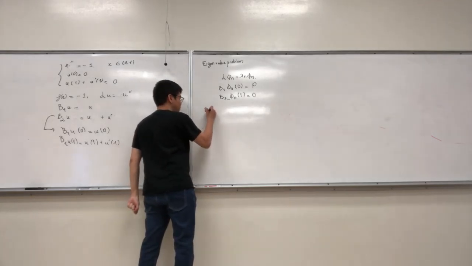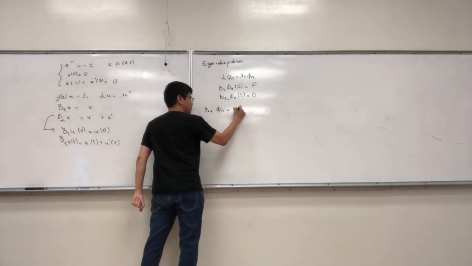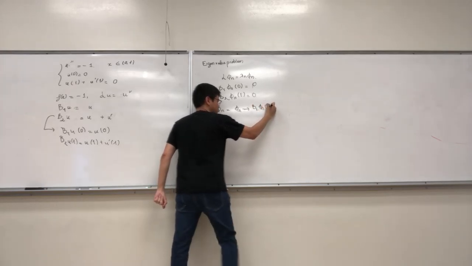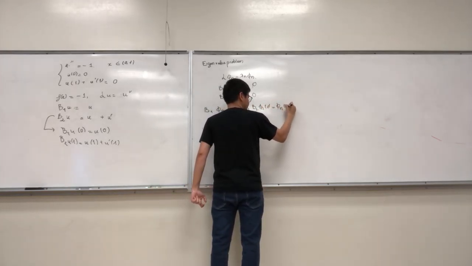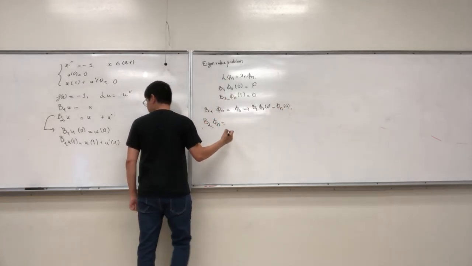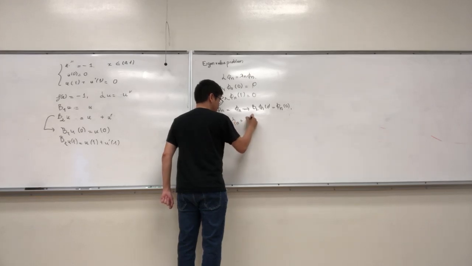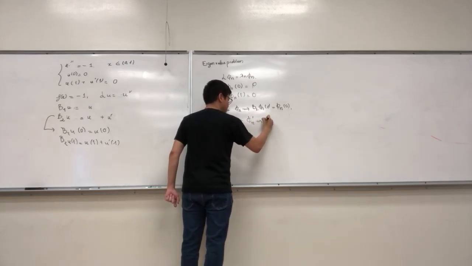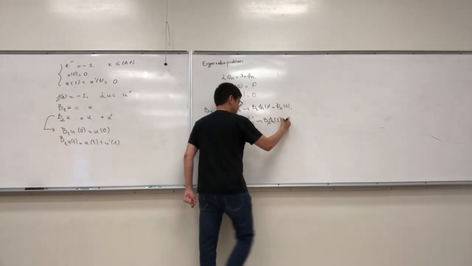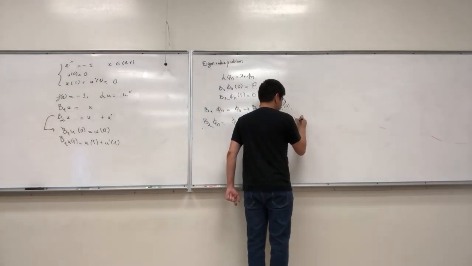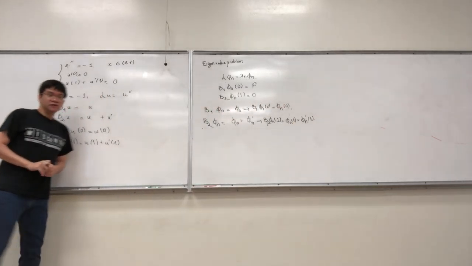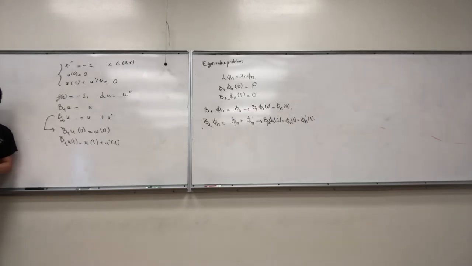So in this case, B1 of phi n will be phi n. So B1 of phi n at the point 0 will be phi n of 0. B2 of phi n will be phi n plus phi n prime. So B2 of phi n at the point 1 will be phi n of 1 plus phi n prime of 1. Is it good? Questions? It's clear?